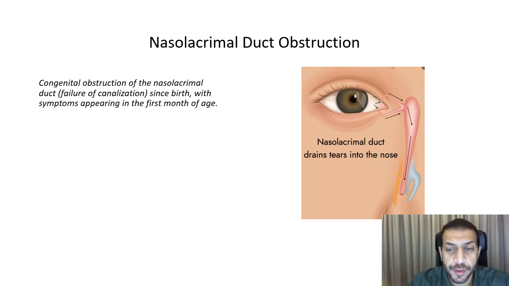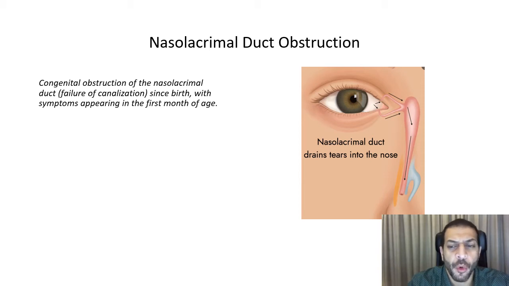Nasolacrimal duct obstruction. This is a very common condition. It happens maybe in 1 of every 5 or 6 newborn children. The nasolacrimal duct, as you may well know, is a duct draining the tears from the eye to the nasal cavity. There are 2 puncti at the nasal part of the eye and the canaliculi, and that drains into the lacrimal sac and down into the nasolacrimal duct. Nasolacrimal duct means it's from the lacrimal sac down to the nose.